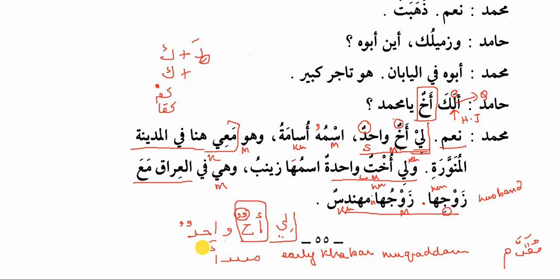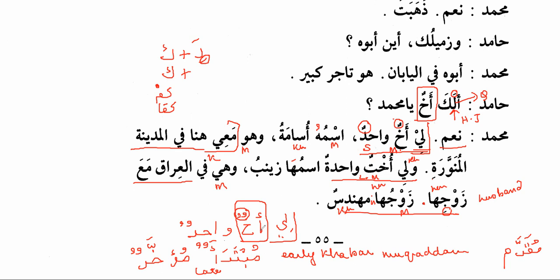Mubtadaun muakhirun. Muakhir means late. Late mubtada. Why late? Because the khabar has been preceded and the mubtada is pushed back after the khabar. Why? What is the reason for pushing mubtada after the khabar? Because it is nakira. Because in Arabic, mubtada can never be a nakira.